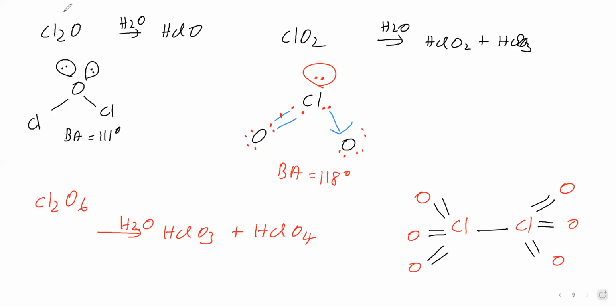Next, we will take Cl2O7. This we will treat with water. What we get is HClO4. Therefore, we can say it is the anhydride of perchloric acid. The name is chlorine heptoxide.